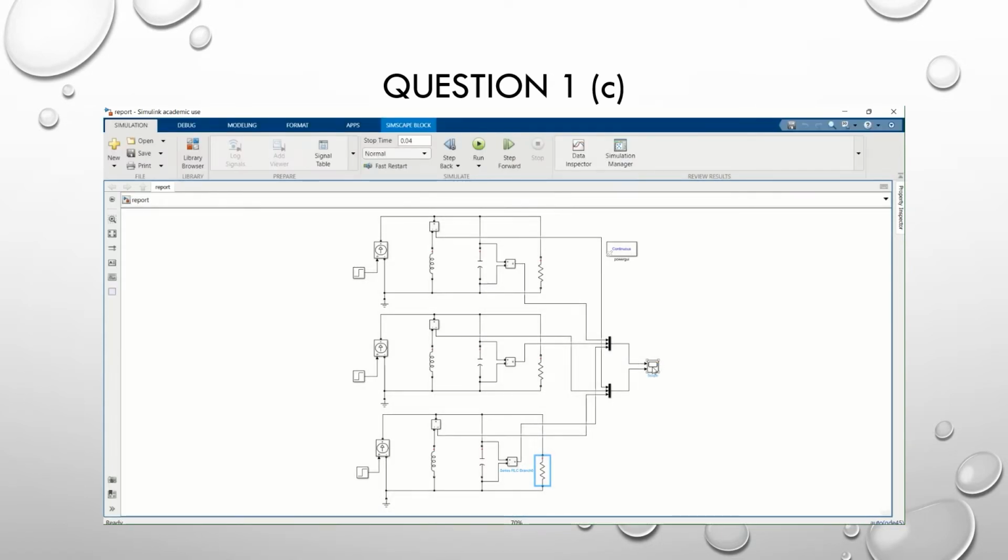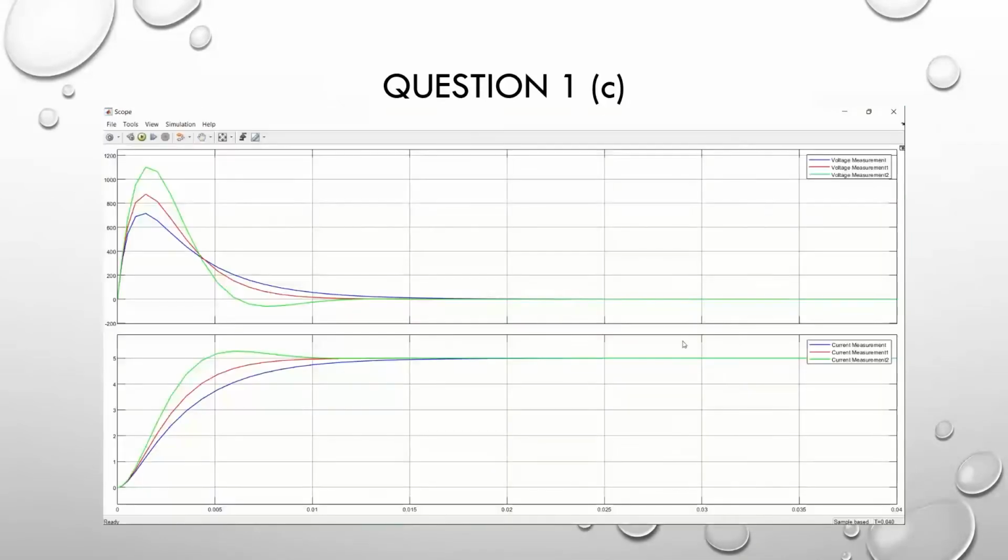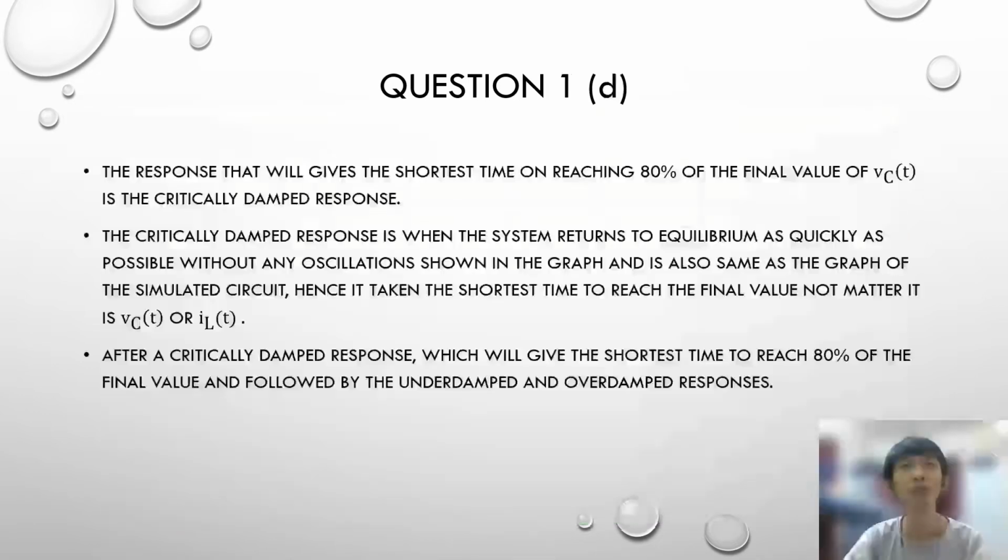And double click the scope. The graph above shows the capacitor voltage and the one below shows the inductor current. And the gray line is for the underdamped, the gray line is for the critical, and the blue line is for the overdamped response.